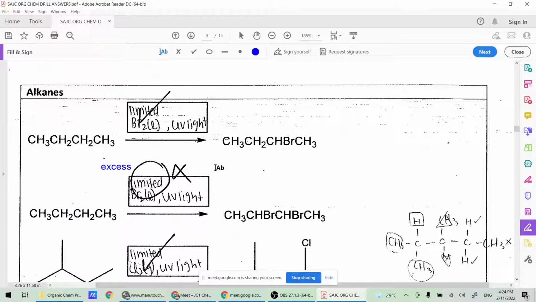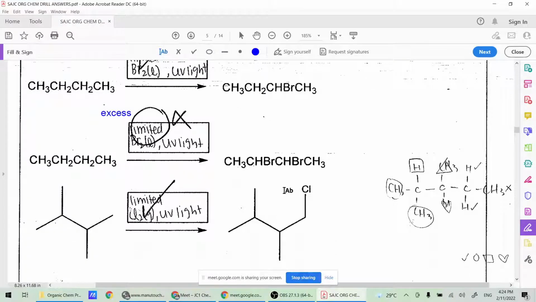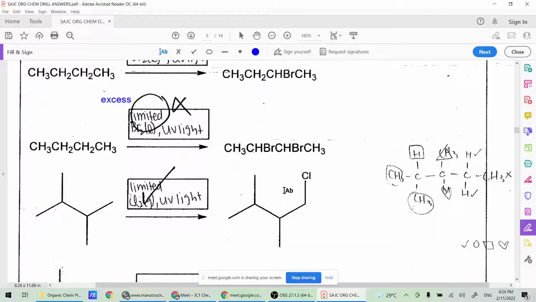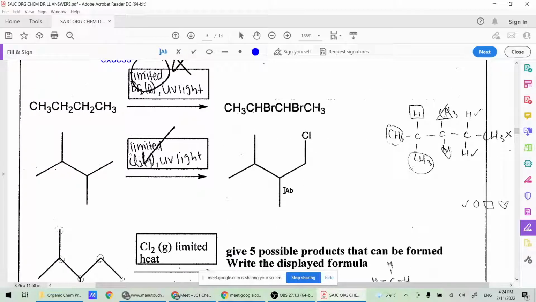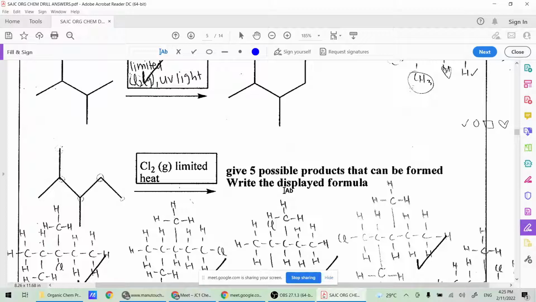With UV light. Then the next one is also FRS, so we also use limited Cl2 with UV light. At this point, I remember Shrutika asked me whether she can just write heat, because in your lecture notes they write heat or UV light. Technically it's not wrong, but the most accurate and commonly accepted answer is UV light. So just to play it safe, always use UV light.